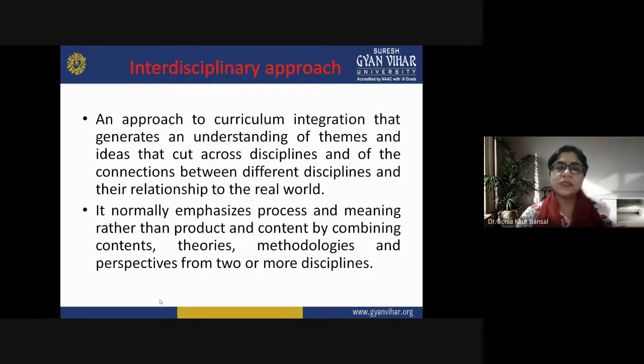So this is something that enhances your vision, that occupational stress is found not only in teaching but in other areas also. It will give you more understanding about your topic, about your variables, and you will be able to frame very good objectives and hypotheses based upon them. So this is how the interdisciplinary approach works.